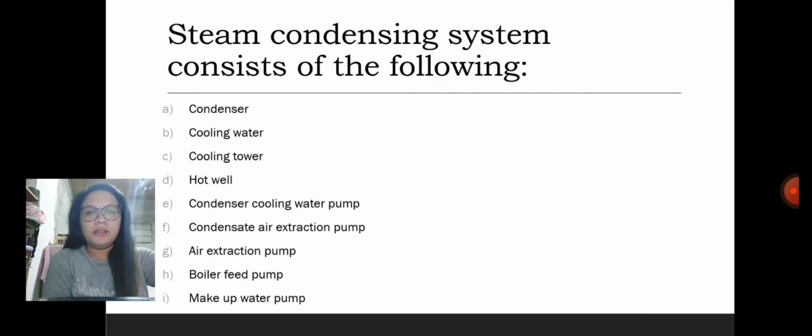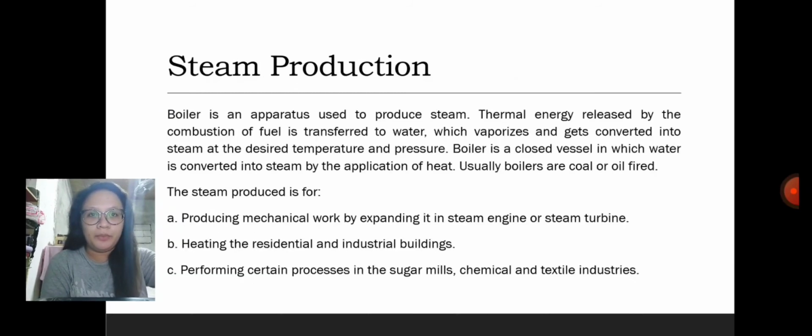Steam condensing system consists of the following: condenser, cooling tower, cooling water, hot well, condenser cooling water pump, condensate air extraction pump, boiler feed pump, and makeup water pump.